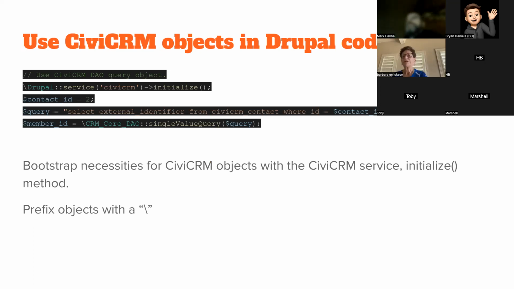So you may be writing custom modules. How do I use just existing CiviCRM API stuff? It's really simple. There's a Drupal service. This is actually in CiviCRM core, and you simply load that service and run the initialize method. This will bootstrap CiviCRM in such a way as the module and the site can discover the objects and execute those. A common thing that people need to do is just execute a direct query, the CiviCRM way. And this is an easy way to get into that.